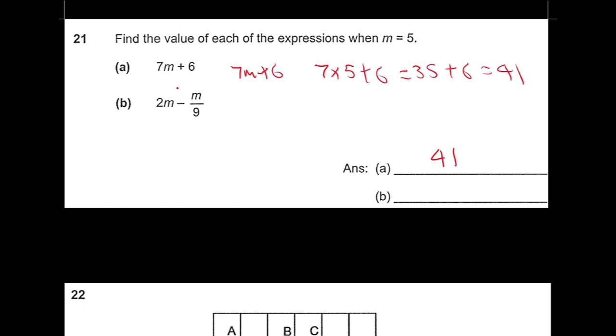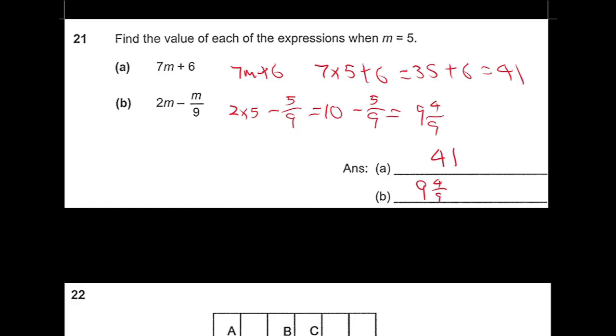Question B, 2m minus m over 9. So it's 2 times 5 minus 5 over 9. 2 times 5 is 10, minus 5 over 9. 10 minus 5 over 9 is actually 9 and 4 over 9. So the answer is 9 and 4 over 9.